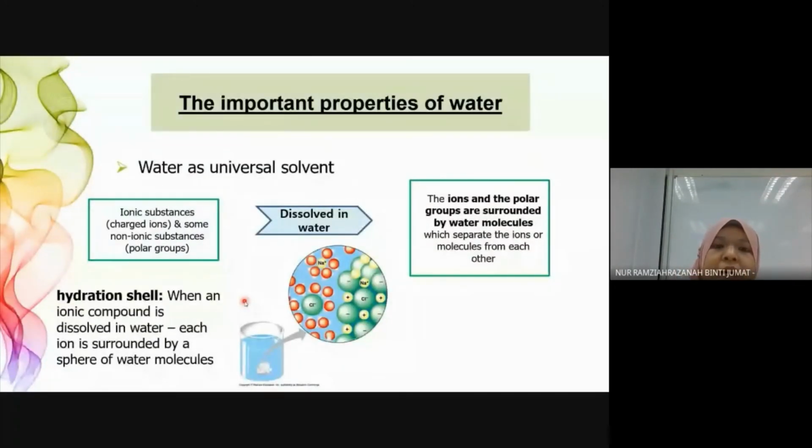Now, there are a few important properties of water. First, as your friend just mentioned, one of the unique properties of water is that water is a universal solvent. As a universal solvent, water can dissolve ionic substances, ionic meaning with charge, and some non-ionic substances, meaning polar groups, the ones with partial charge. These two are the types of substances that can dissolve inside water.